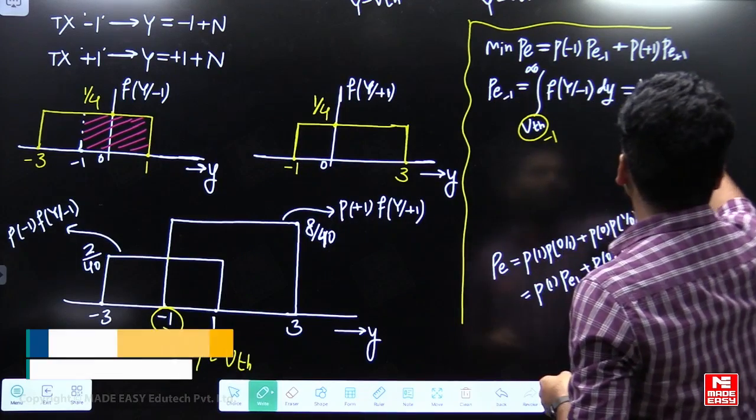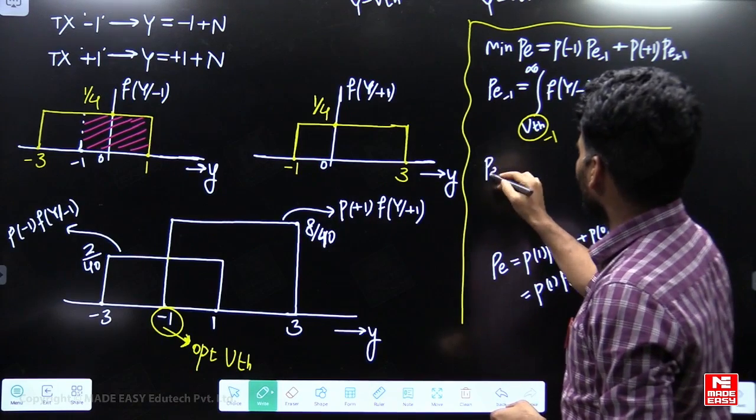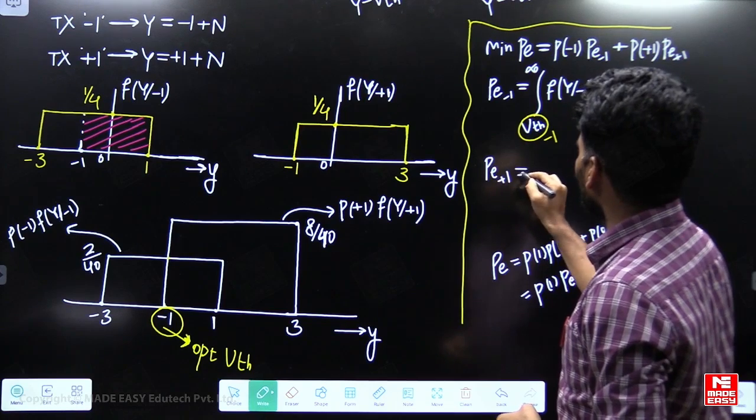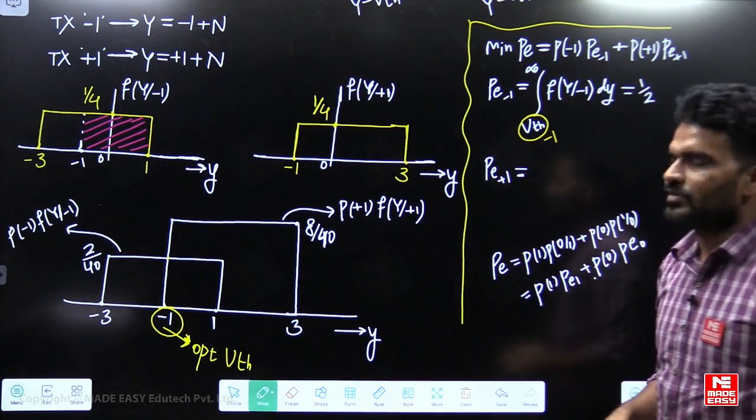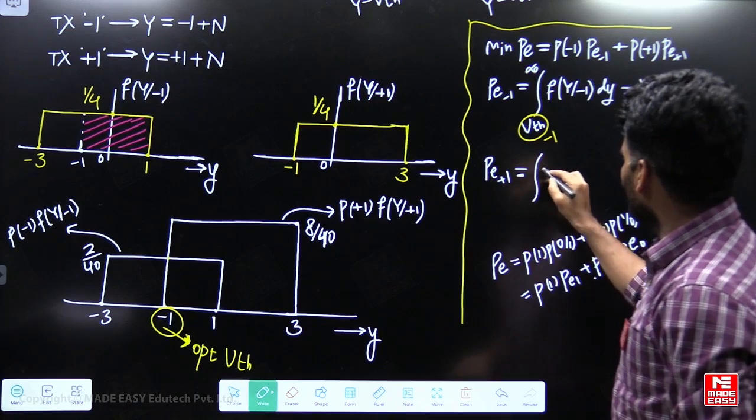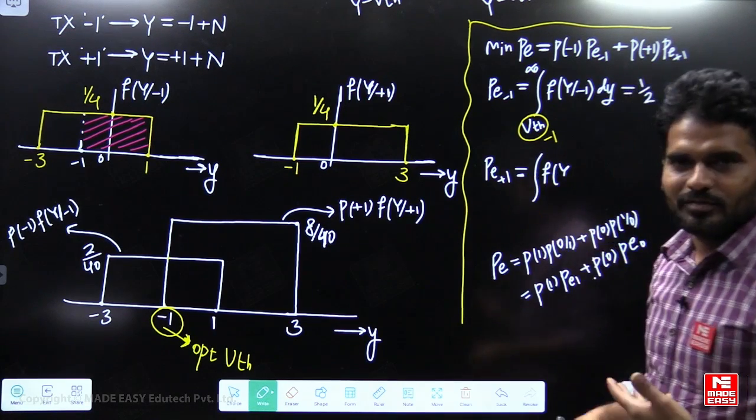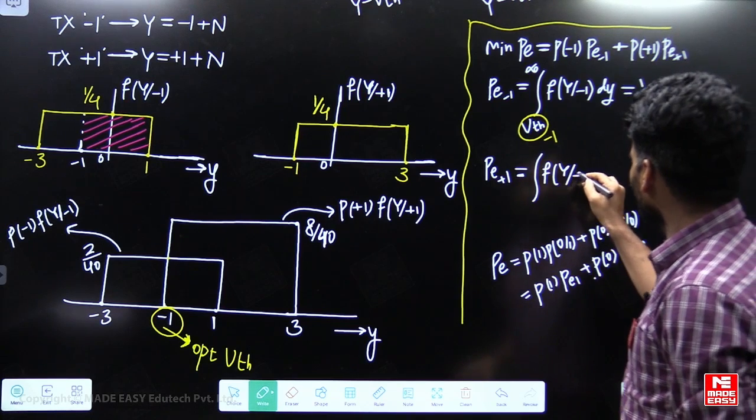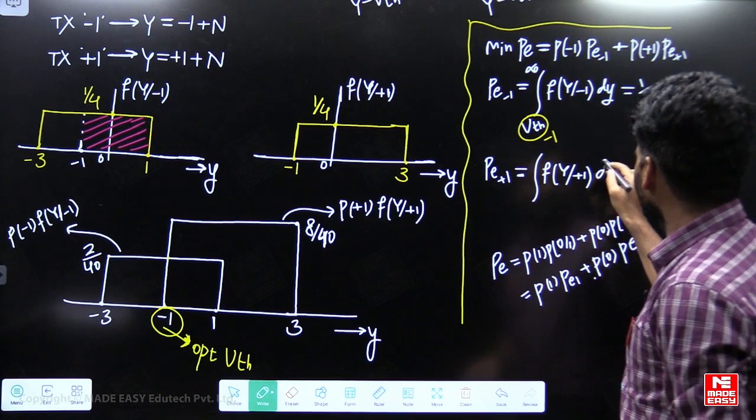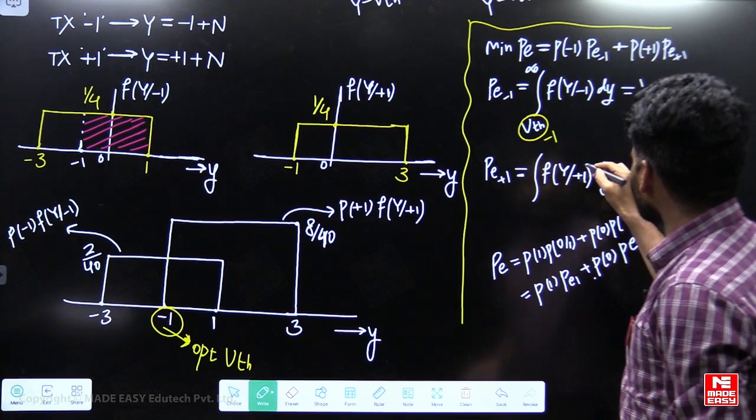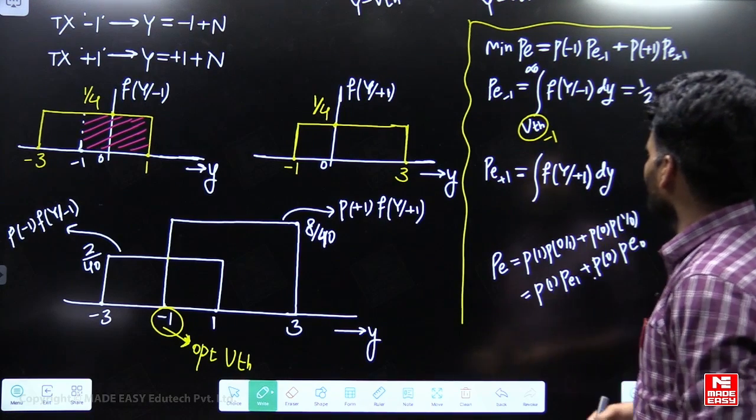Yes. What is the probability of error when plus 1 is transmitted from the source? How do we find probability from the density function area? Yes, it is when plus 1 is transmitted. So fy upon plus 1 is the density function of y when plus 1 is transmitted from the source.